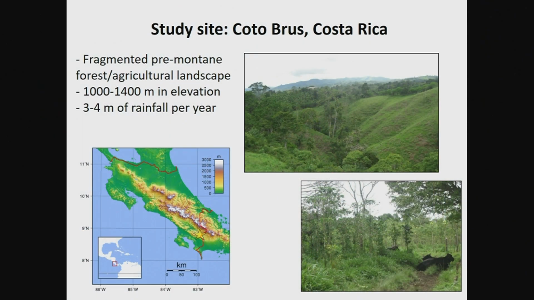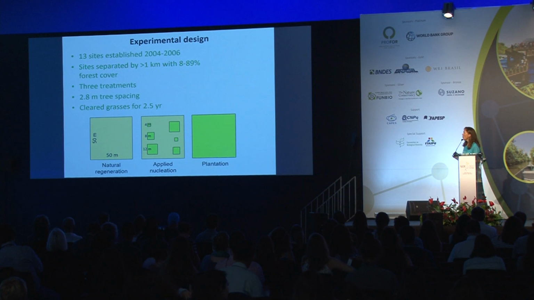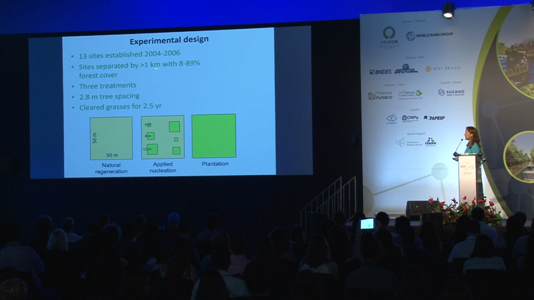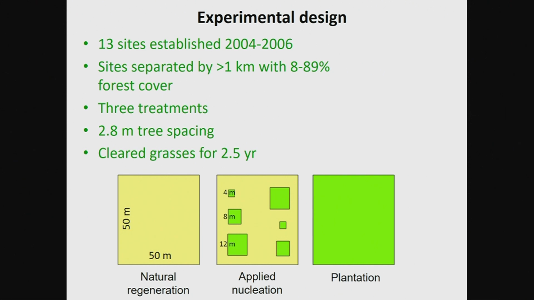The study site where I work is in southern Costa Rica. It's fragmented pre-montane forest. It's right here on the Panamanian border. It's fairly high elevation, or sort of medium elevation, and we get about 3 to 4 meters of rainfall a year. It was previously used some for coffee, and now there's a lot of cattle grazing. We established back in 2004, 2006, so over a decade ago. We had 16 sites, but at this point we have 13. The sites are separated by at least 1 kilometer with variable surrounding forest cover. I won't talk about that today because of time, but we haven't found a lot of forest cover effects.